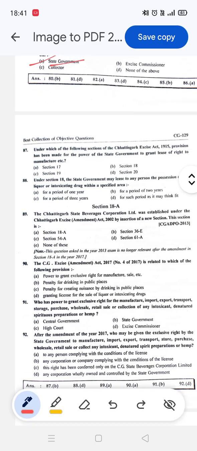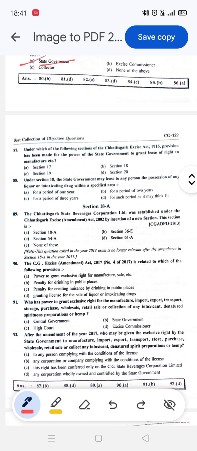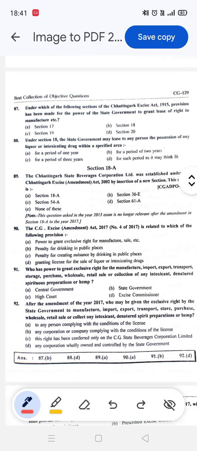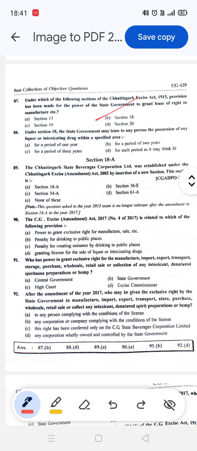Question number 87. Under which of the following sections of the Chhattisgarh Excise Act 1950 provisions has been made for the power of the state government to grant lease of right to the manufacture, etc.? So here correct option is option B, section 18. Question number 88. Under section 18 the state government may lease to any person the possession of any liquor or intoxicating drug within a specified area. So correct option is for such period as it may think fit.